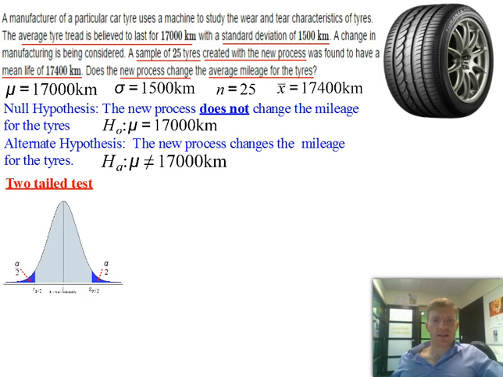Now, in this scenario, we're forming a two-tailed test because we haven't stipulated whether the new process is decreasing the average mileage for the tyres or increasing the average mileage for the tyres. It's just different. It's just a change is being observed. So the significance level that we will set is allotted to both tails. So we've got half of the significance here and half of the significance level here.